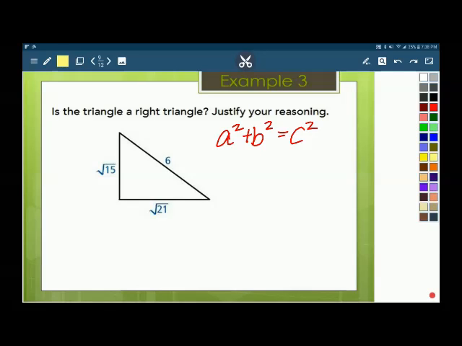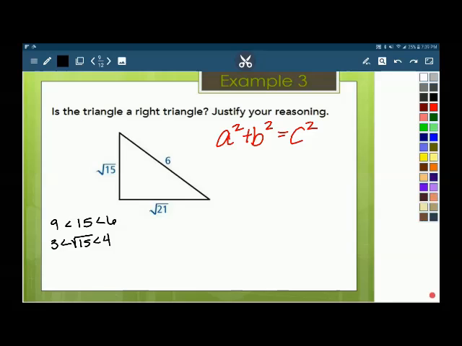Now again, the largest number is going to be the hypotenuse. And if you're not sure how big the square root of 15 is or how big the square root of 21 is, then you can use our approximation skills. Okay, so the number 15 is between what two perfect squares? Well, it's between 9 and 16. So the square root of 15 is going to be somewhere between 3 and 4. So it's going to be 3 point something. That's definitely less than 6.